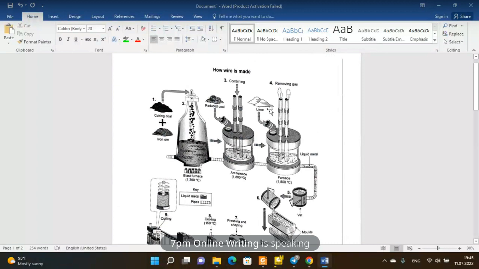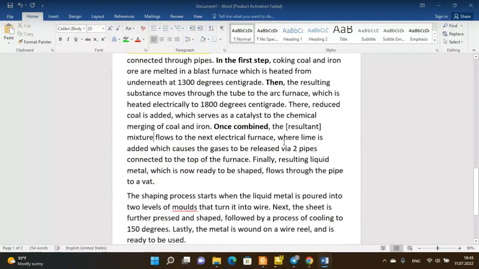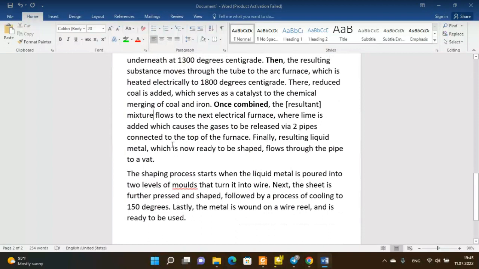So I have they are adding lime. Again, I'm thinking logically here. They are trying to remove gas, so they are adding lime. So this is a cause and effect relationship. You first add lime, and then it causes the gas to be removed, right? So I'm thinking that, and I'm saying they add lime, and it causes the gases to be released via two pipes connected to the top of the furnace.